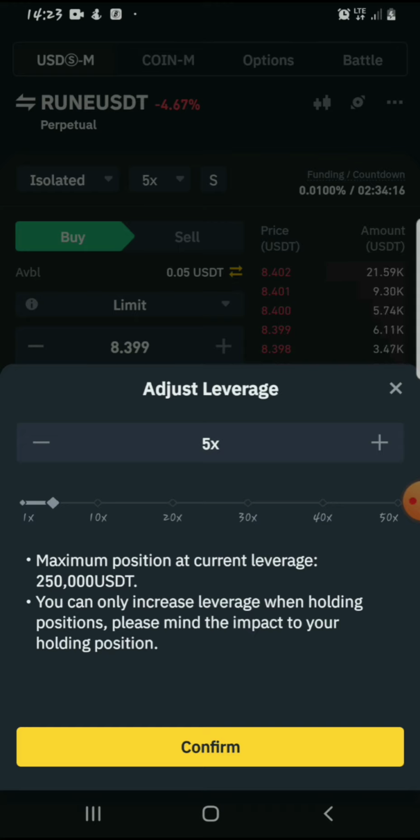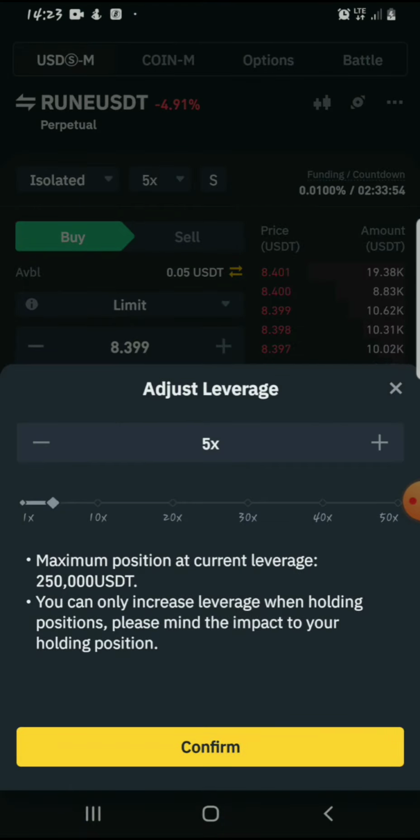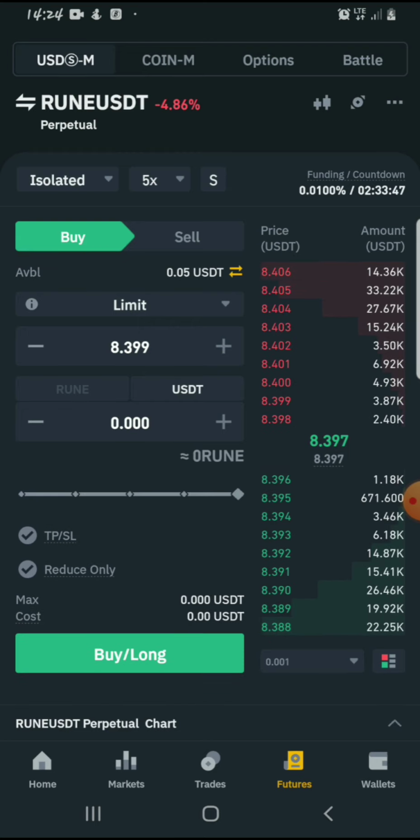For example, I want to buy this RUN. It is at $8.4, and I maybe have only $8. That means I can purchase only one RUN. What I have to do now is, with this leverage of 5x, I have $8 times 5, which is $40. You understand? I have $40. 8 times 5 will give me $40.